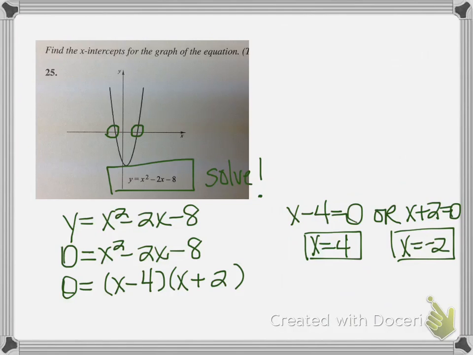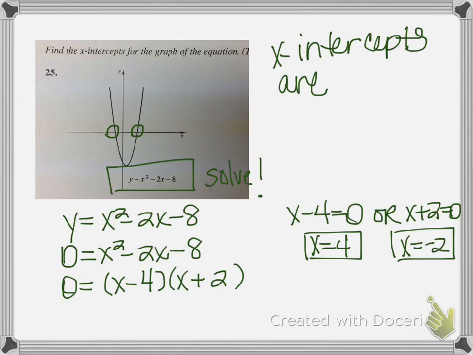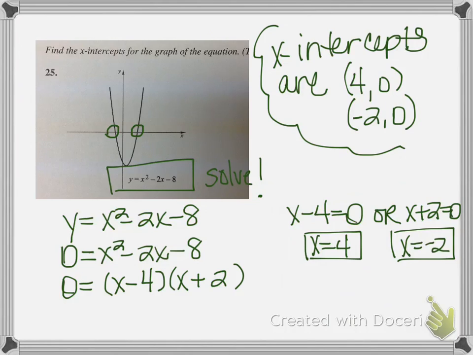So my x-intercepts, where it's crossing, we could write those out. So my x-intercepts are 4, 0 if we wanted an ordered pair, and negative 2, 0. And that would be my final answer.